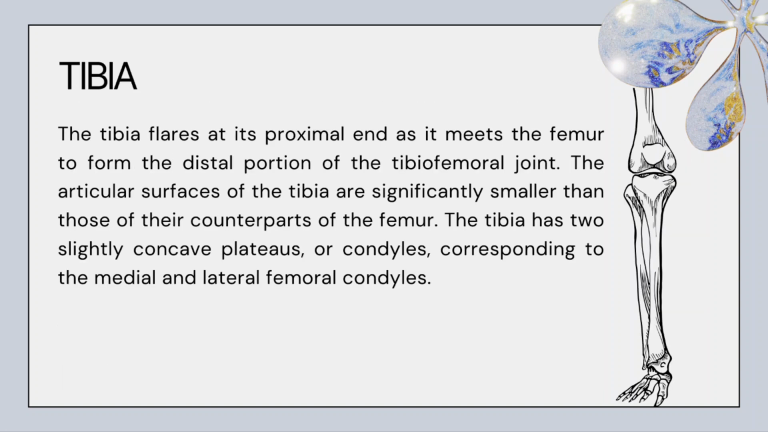The tibia. The tibia flares at its proximal end as it meets the femur to form the distal portion of the tibiofemoral joint. The articular surfaces of the tibia are significantly smaller than their counterparts on the femur. But the tibia has 2 slightly concave plateaus, or condyles, corresponding to the medial and lateral femoral condyles.